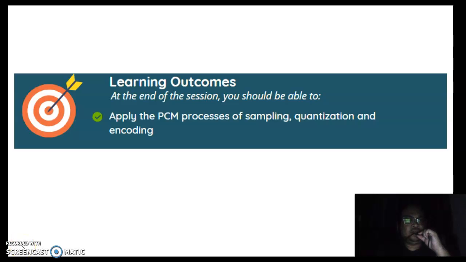Good morning, everyone. In this lesson, our learning outcomes: at the end of the session, you should be able to apply the PCM process of sampling, quantization, and encoding.